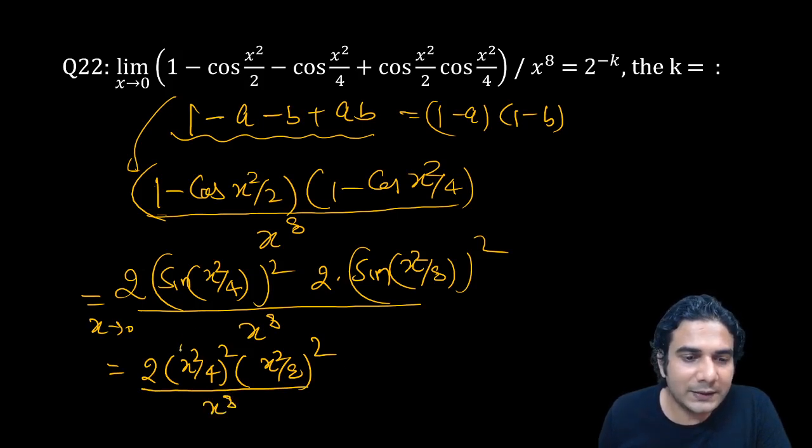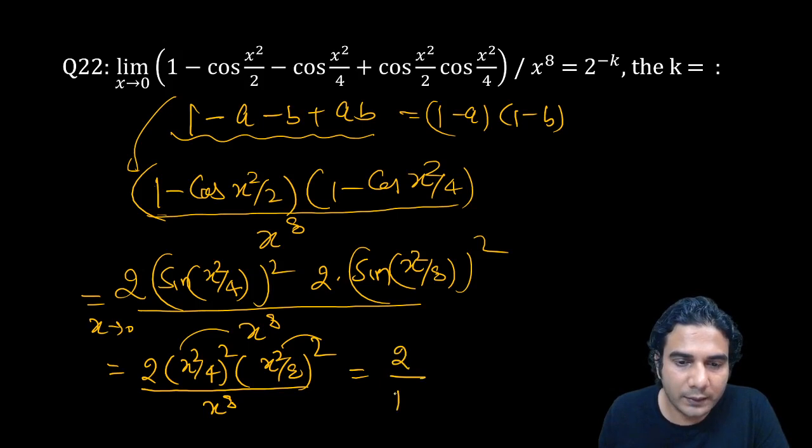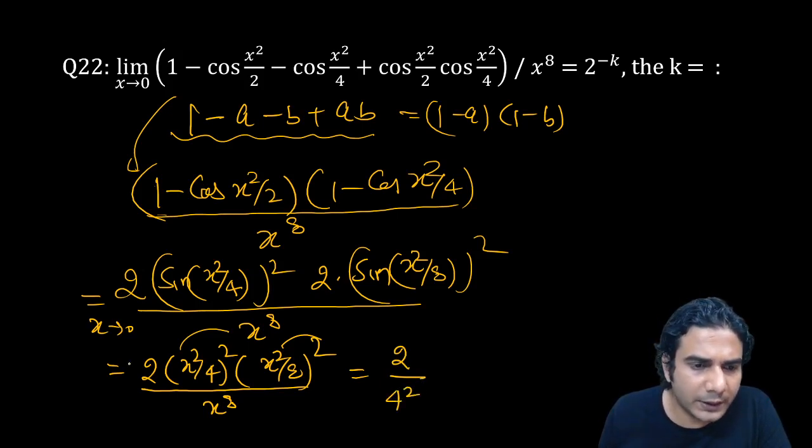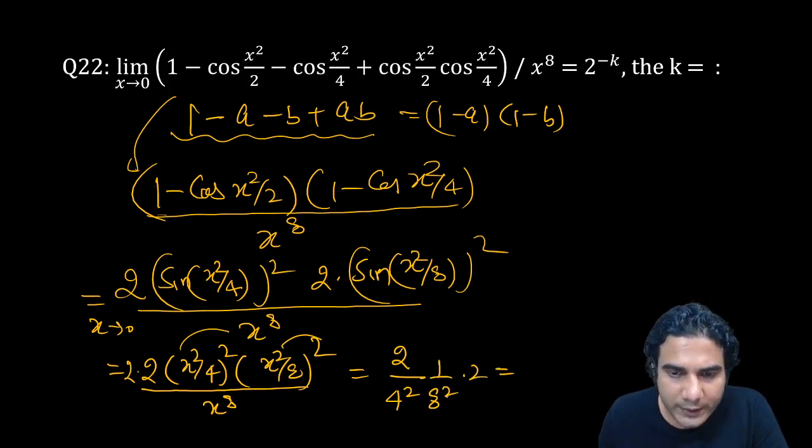So now you can see x raised to 4, x raised to 4, and total x raised to 8. The 8 will get cancelled, and it is 2 into 1 upon 4 square. All right, 1 2 was also there, so into 2 let me write, and 4 square and 1 upon 8 square into 2. So finally in terms of 2, it is going to be 2 raised to 6.